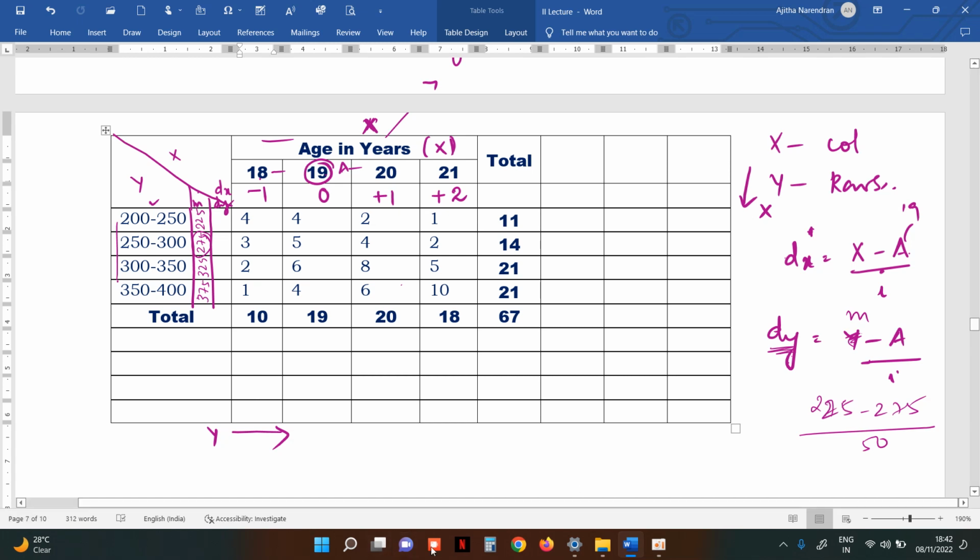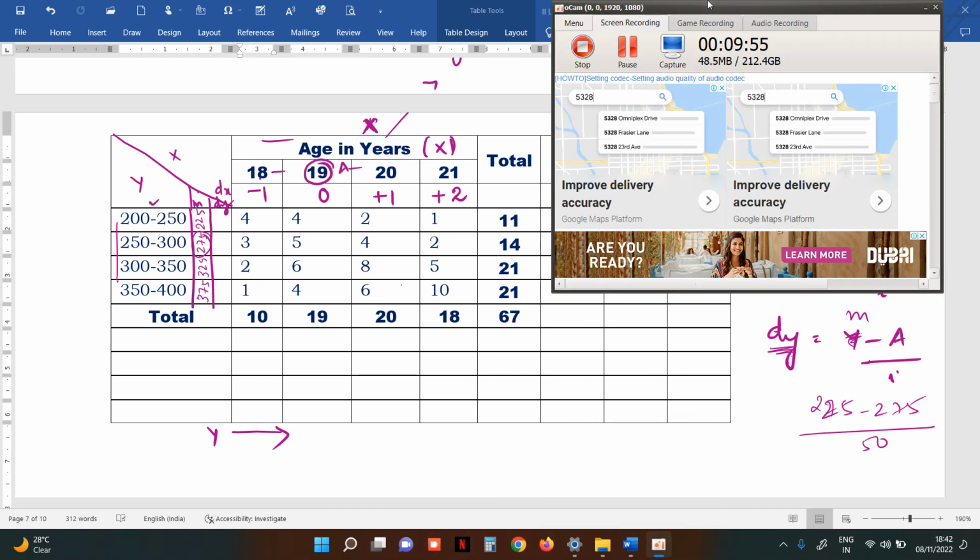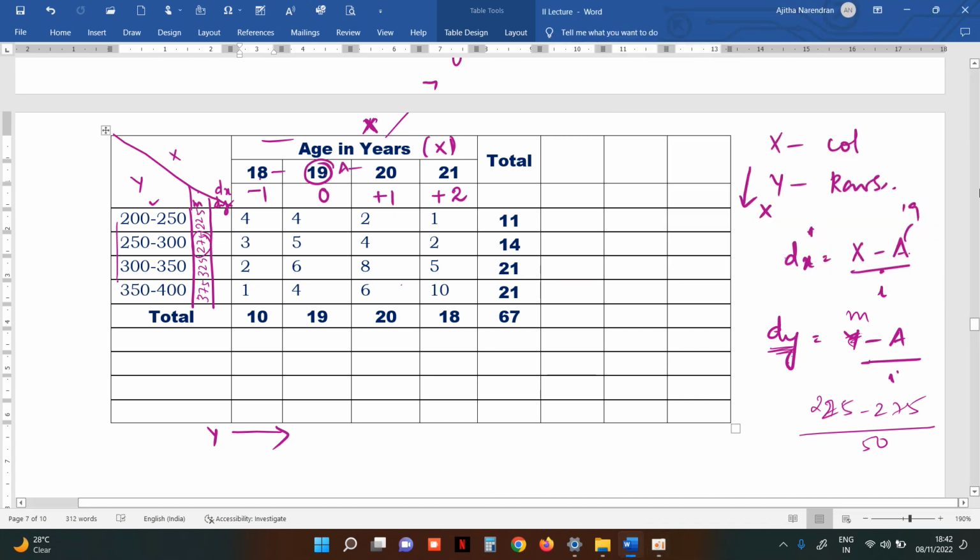Divided by i, which is 50. Yes, 225 minus 275. So 225 minus 275 is minus 50, divided by 50, which is equal to minus 1. So you can write here minus 1, right? Likewise, 275 minus 275 is your 0. This will be your plus 1 and this will be your plus 2. This is how you have to compute, okay?